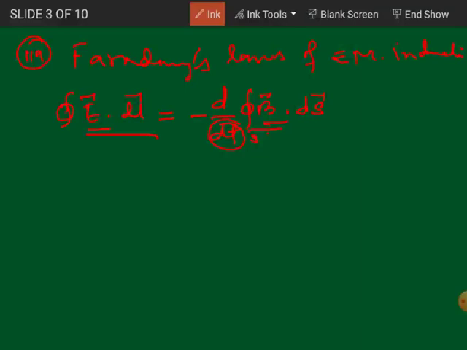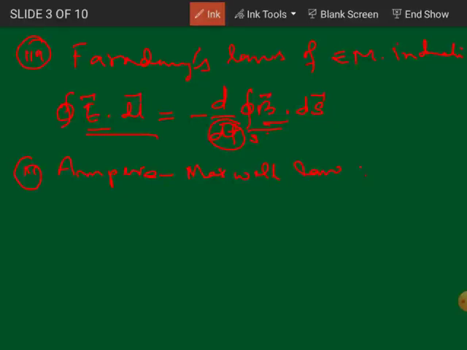Got it? And the last one is known as the modified Ampere's law, or we may call it Maxwell's law, because it is just like Ampere's circuital law, but it has been modified by Maxwell, and this has been named Maxwell's law.